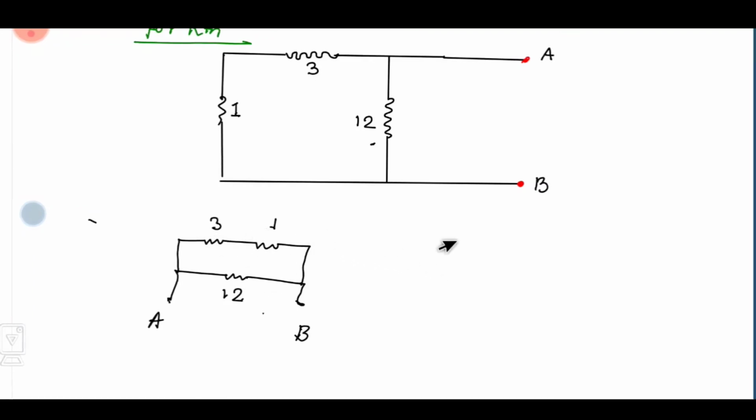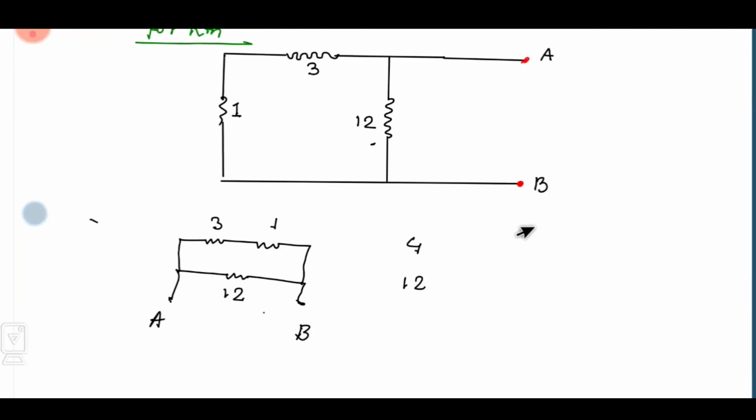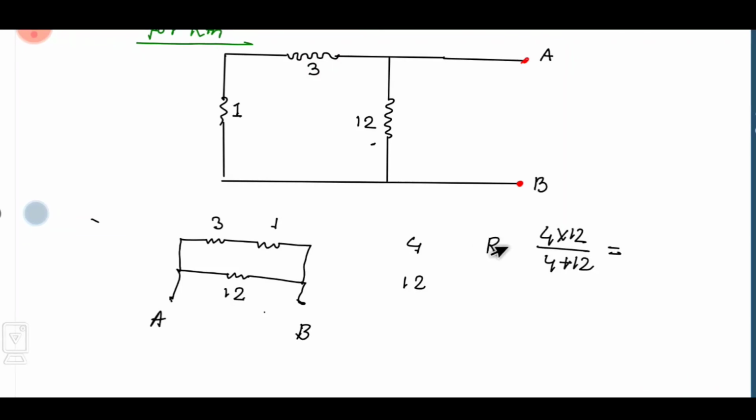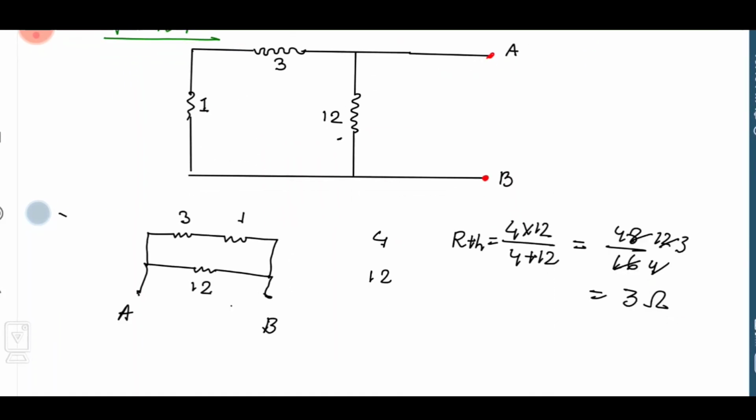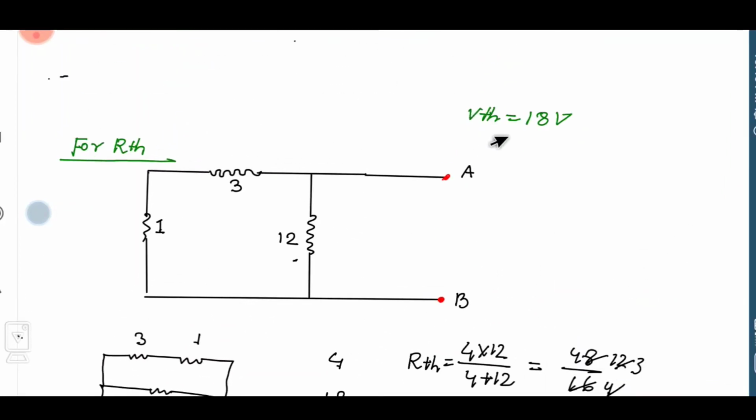So 3 and 1 means 4, and 12. So this 4 and 12 are in parallel combination. So the equivalent resistance is 4 into 12 by 4 plus 12, that is RTH. So 4 into 12 is 48 divided by 16, and it equals 3. So 3 ohm is RTH, and we have already found VTH.